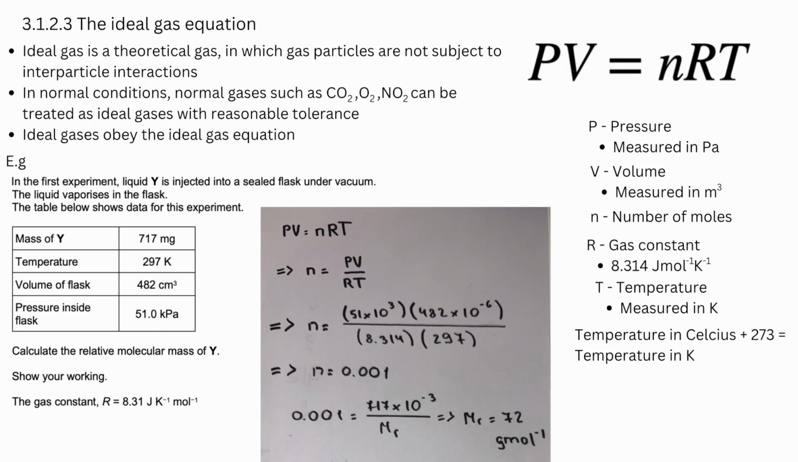The ideal gas law states that PV equals nRT, where P is the pressure measured in pascals, V is the volume measured in meters cubed, n is the number of moles of gas, R is the gas constant, which you will be given on the exam. It is equal to 8.314, and T is the temperature measured in kelvins. In order to convert from Celsius to kelvins, you have to add 273 to your temperature in Celsius, and you get temperature in Kelvin.